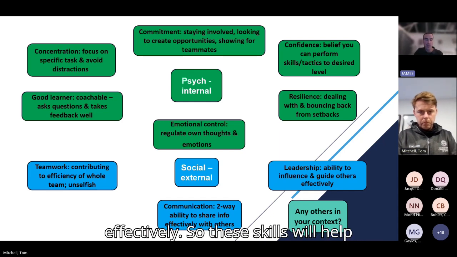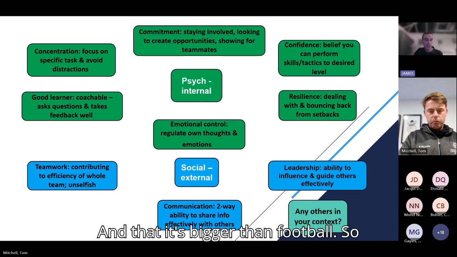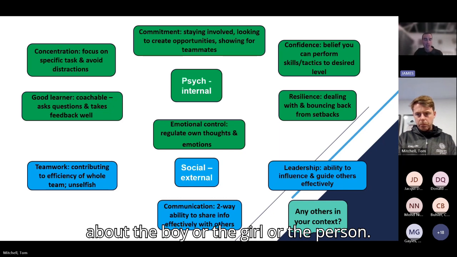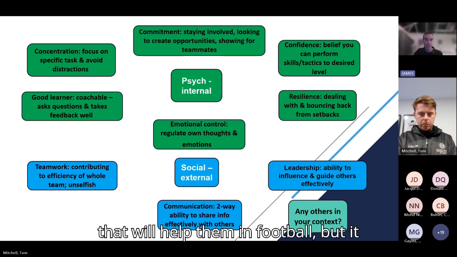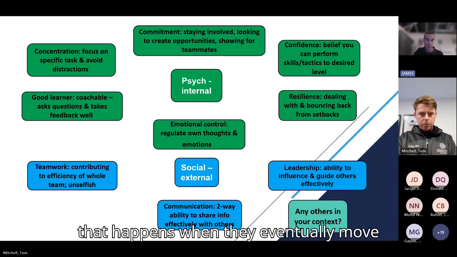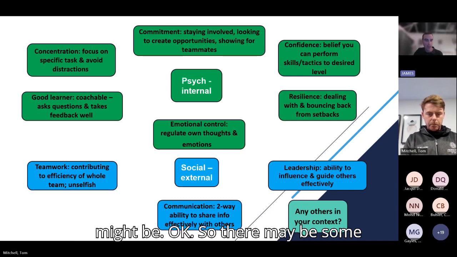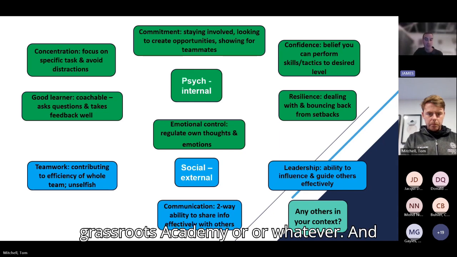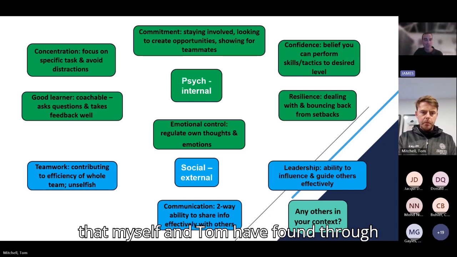So these skills will help people in football. But more importantly than that, it's bigger than football. So it's not just about the player, it's about the boy or the girl or the person. It's what we call a person-centered approach. So we're teaching them skills that will help them in football, but it will also help them in everyday life outside of football and the transition that happens when they eventually move out of football, whether that's retirement or release or whatever that might be. Okay, so there may be some others in your context, whether that's grassroots, academy or whatever. These are the main ones that myself and Tom have found through our research.